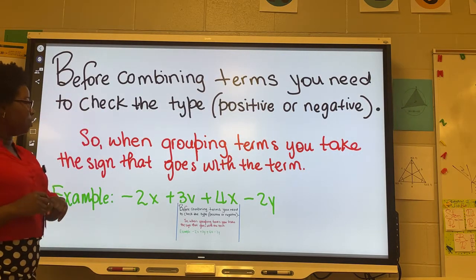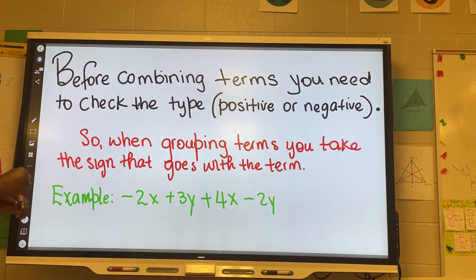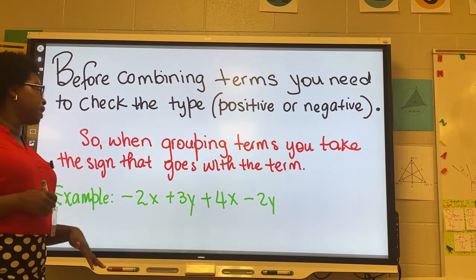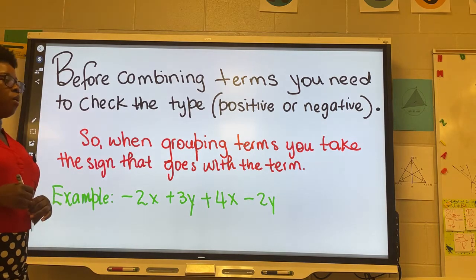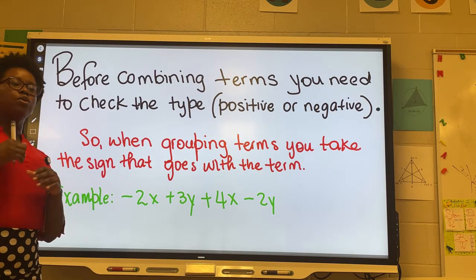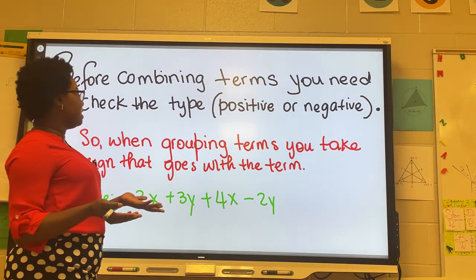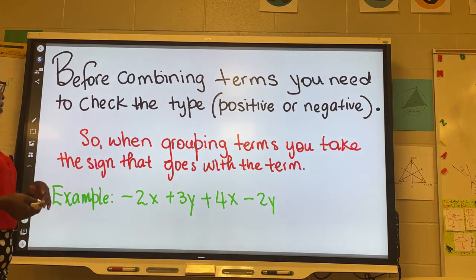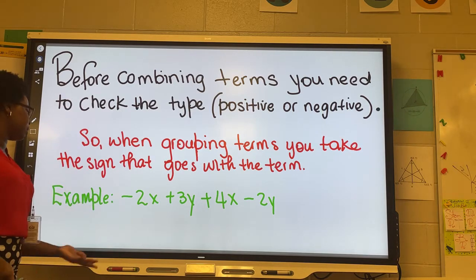I have another note here for you. Before combining terms, you need to check the type of number. Is it a positive term or a negative term? When you're doing this, it also helps you to better understand integers in some sense. When grouping them, you take the sign that goes with a particular term.